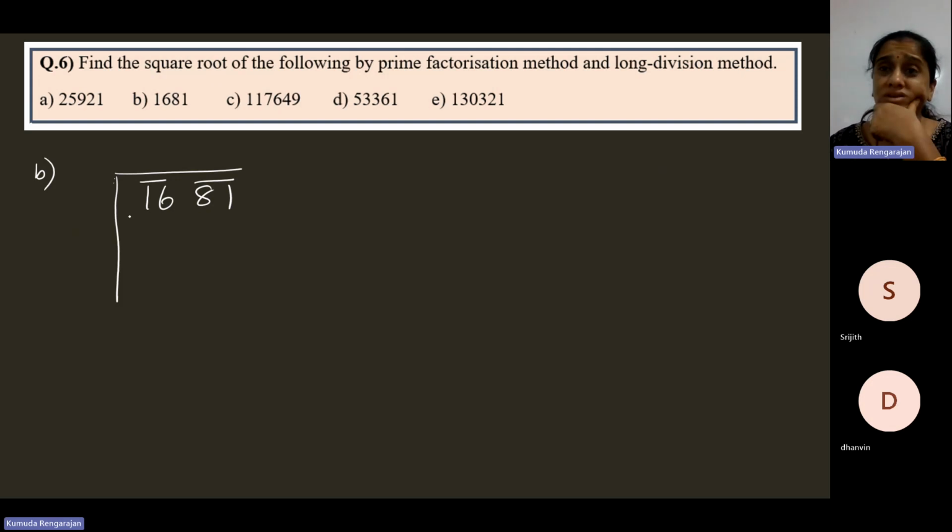I've written 2 eights. Have you written 2 eights? How can you write different numbers? Ma'am, the answer to the second one is 41, ma'am. Correct. Okay. Recall the procedure. Don't simply keep doing that. How do you start? Yeah, then after that.